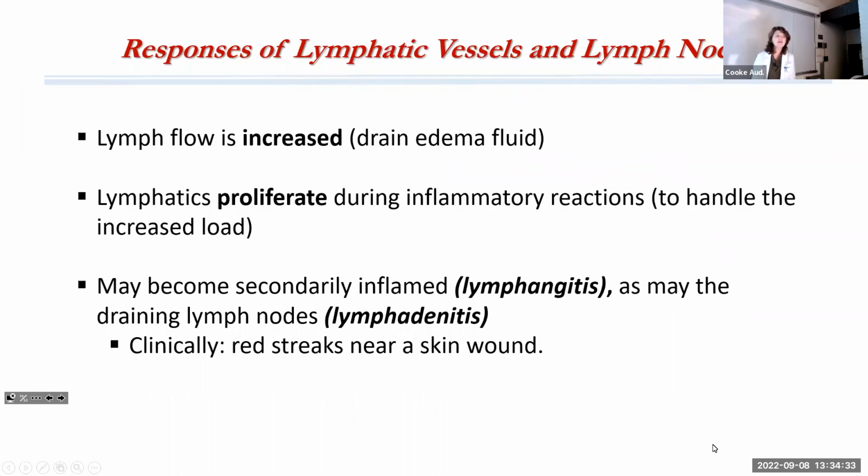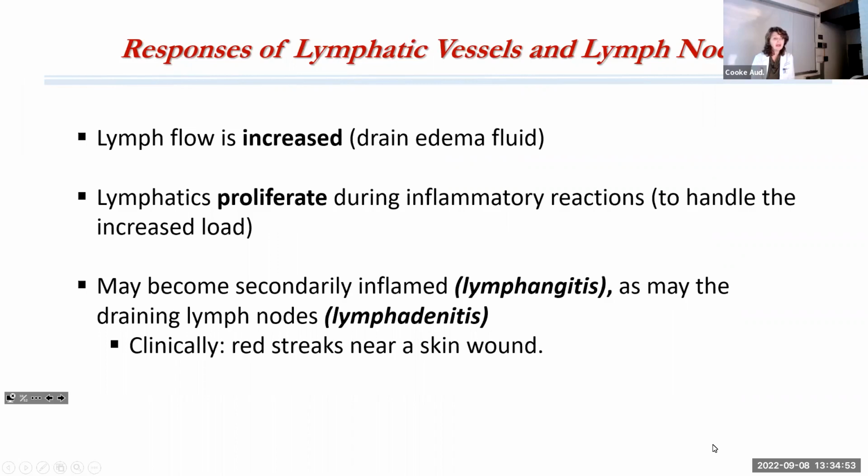We just spoke about the blood vessels. What about the lymphatic vessels and the lymph nodes? Do they participate in an acute inflammatory reaction? Of course they do. Lymph flow will be increased because the lymphatics will drain edema fluid. Also, the lymphatics proliferate during inflammatory reaction for the same purpose, to handle the increased load.